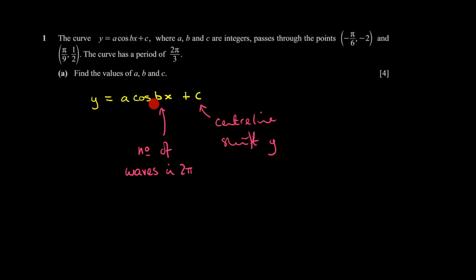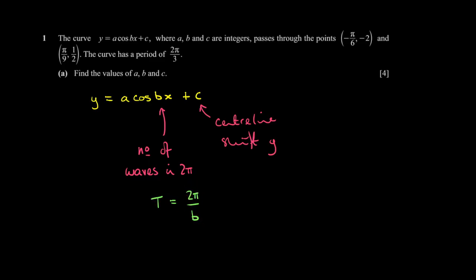Let's try another one. Let's say that B was 5. That would mean there would be 5 waves in 2 pi. And so how big would each wave be? Well, it would be 2 pi divided by 5. So we can see that the period, which is how long each wave is, is related to this number b, through this equation: 2 pi upon b. That should make sense because if b is 7, there are 7 waves in 2 pi, so the length of each wave, the period, will be 2 pi divided by 7.